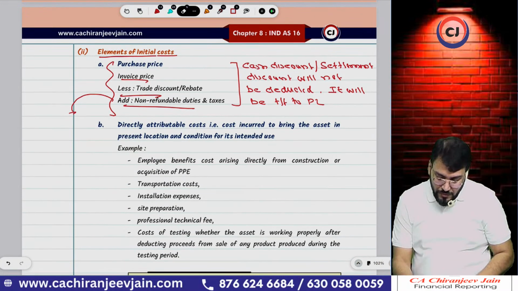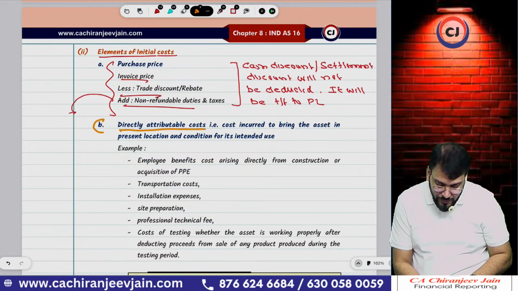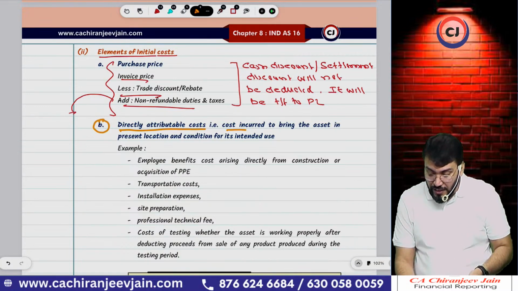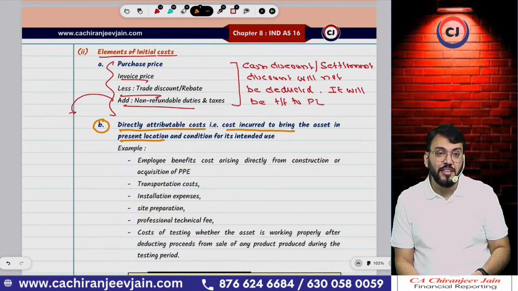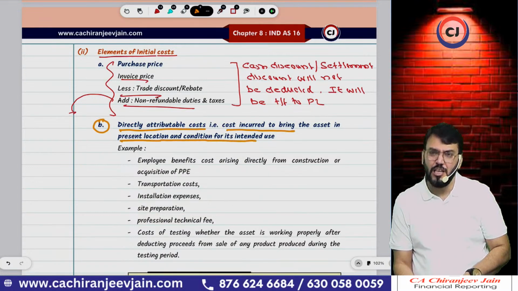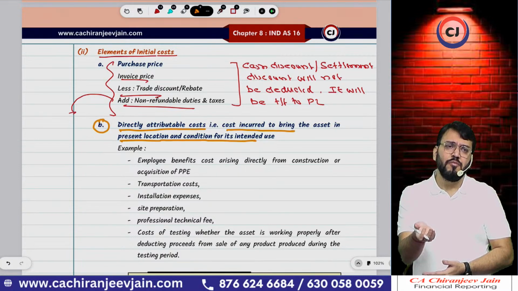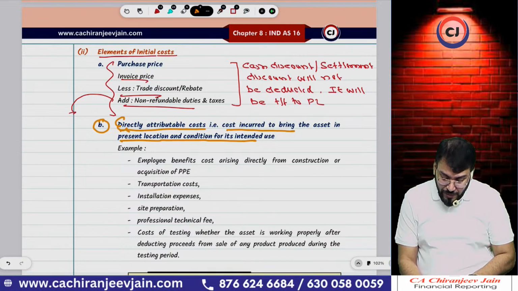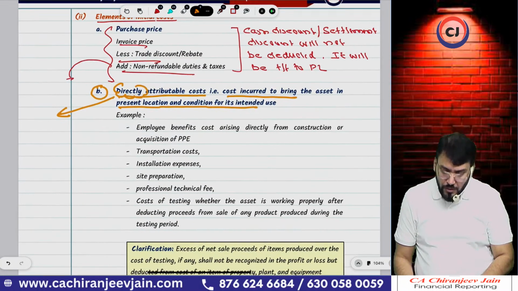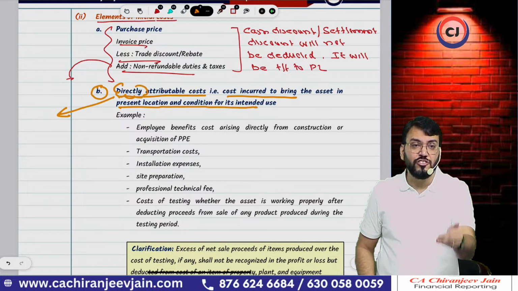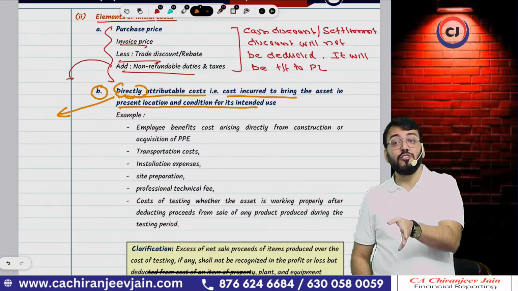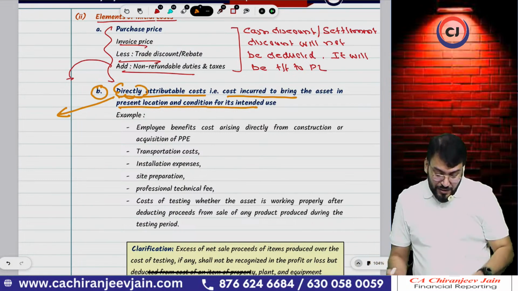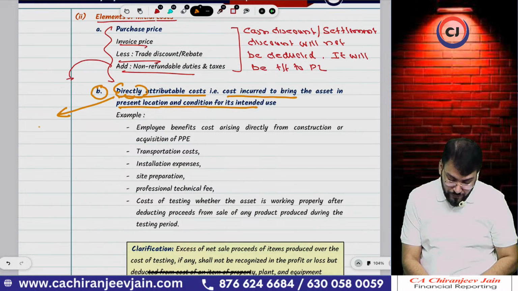Okay. Then what about directly attributable cost? Directly attributable cost means that cost which are incurred to bring the asset in present location and condition for its intended use. So any cost incurred will be added, whether to bring the asset or to make it in working condition. But when I say directly attributable cost means what? Costs which are incurred only for the acquisition and construction. Means any cost which will be incurred even though the asset is not acquired, asset is not constructed, that are not directly attributable. Means any cost related to ongoing activities will not include.